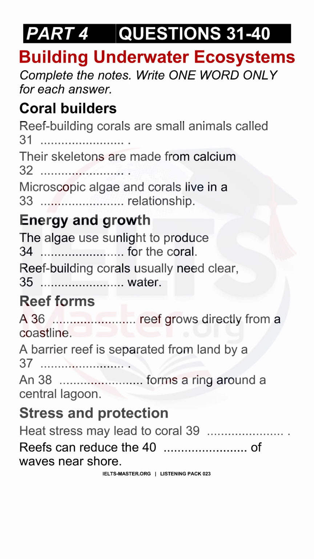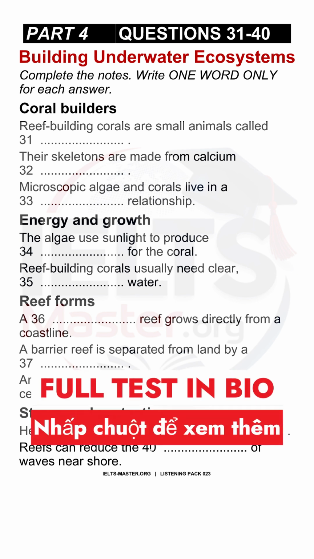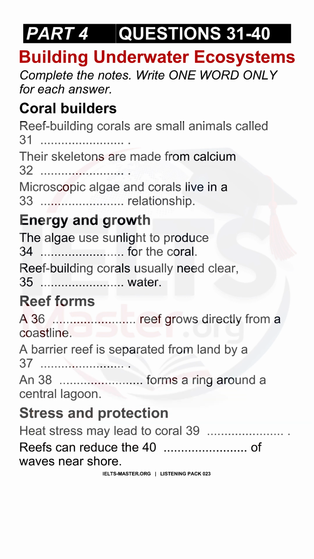Finally, stress. When corals are exposed to unusually high temperatures or other severe stress, they may lose the algae living in their tissues. This process is called bleaching. The white skeleton shows through the transparent coral tissue, and if the stress continues for too long, the coral may starve. Coral reefs also have physical value for people on land. By breaking waves before they reach the shore, reefs can reduce the energy of waves near shore. That does not mean they remove all coastal risk, but they can be an important natural buffer.